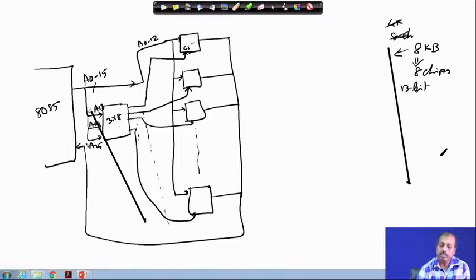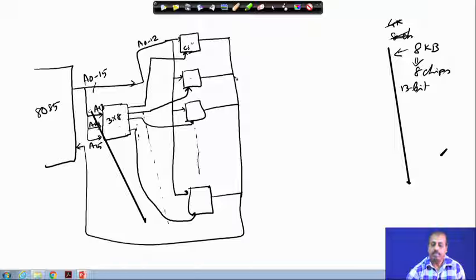line. Similarly, if the address generated is between 8k and 16k, then this chip will get selected and this chip will provide the data. Okay. So, via this chip select line, it is ensuring that.